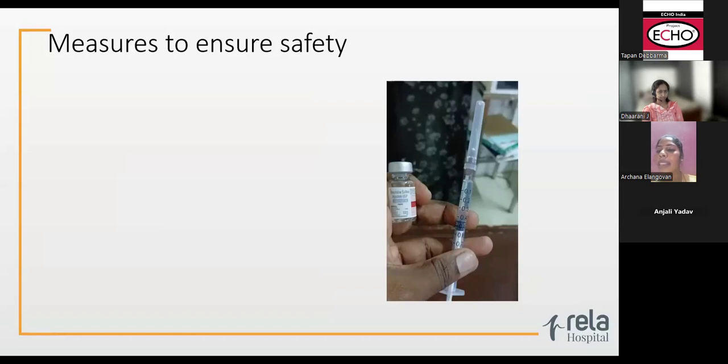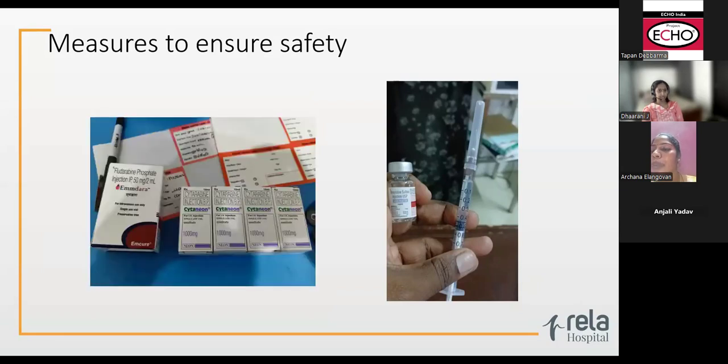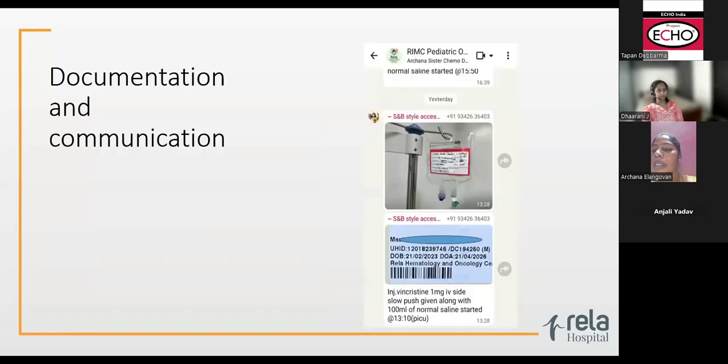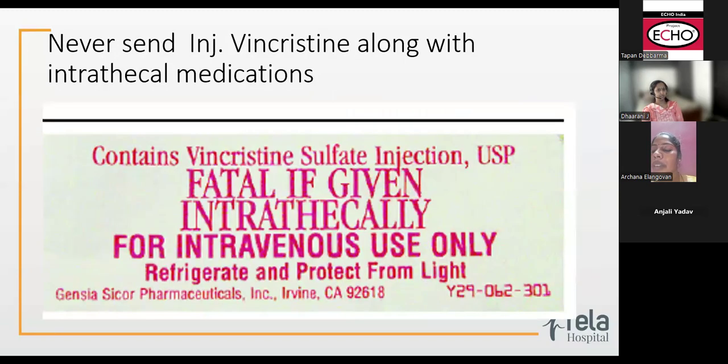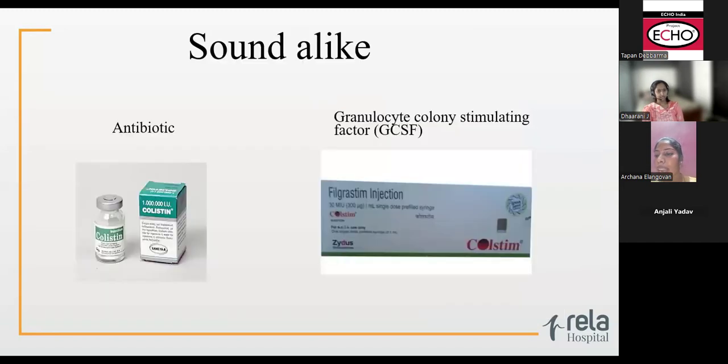Vincristine and vinblastine have entirely different dosing. Daunorubicin and doxorubicin have different indications. Whenever completing the intrathecal procedure, we never allow vincristine to go in before it. Only after completing the intrathecal procedure do we allow vincristine along with the intrathecal medications. Then sound-alike medications. Antibiotic is colistin, and GCSF is filgrastim. Then lookalike drugs.